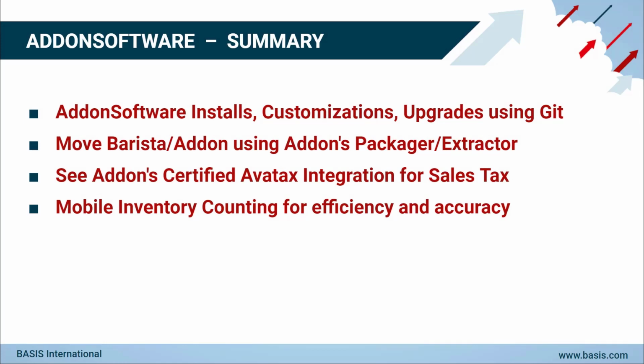All right, we covered several topics in this session. To recap, you saw the new Git-based model for doing add-on installs, customizations, and upgrades, and learned how it not only eliminates the pitfalls of the older mods project model, but also gives you all the advantage of version control with Git. Then we talked a bit more about the new Packager Extractor utility, its role in doing add-on upgrades, as well as how you can use it any other time that you need to copy or relocate an instance of Barista add-on. We saw how add-on's certified integration with Avalara's AvaTax service can relieve you of the hassle and worry of having to keep up with those ever-changing nexus laws. And we took a fresh look at the mobile inventory counting application for add-on and how it improves accuracy and efficiency.